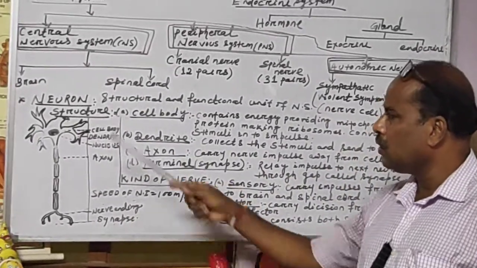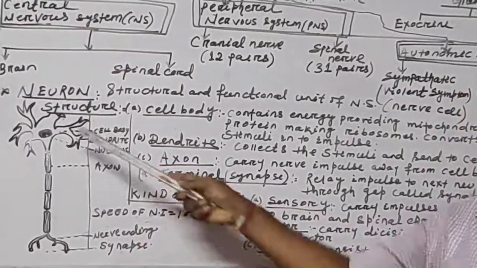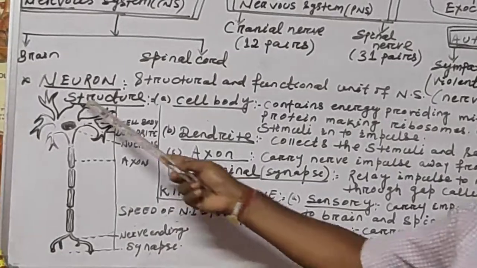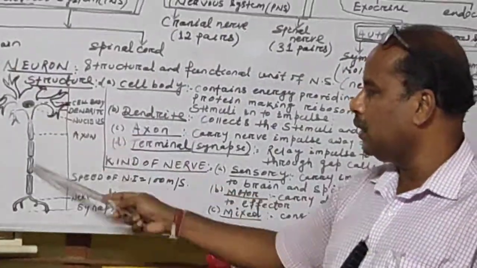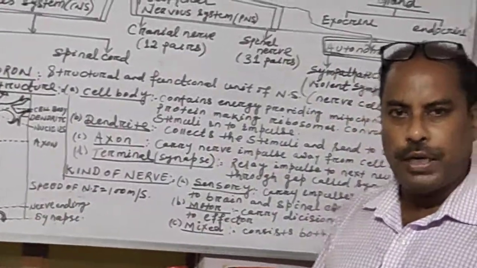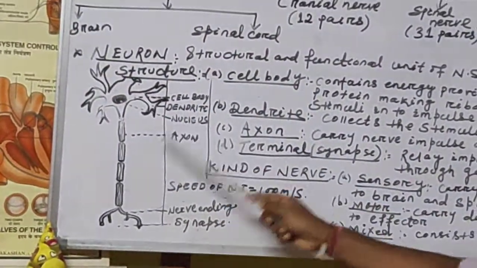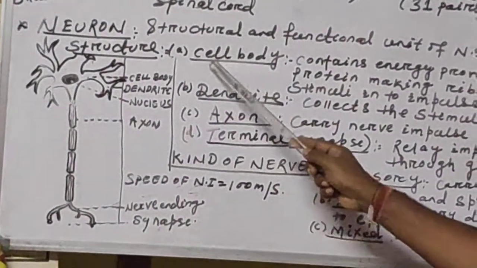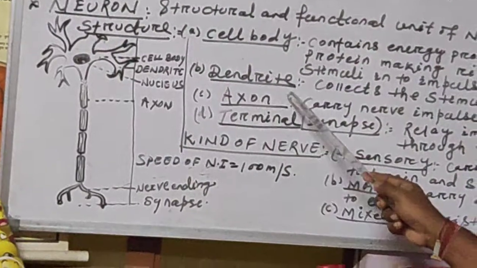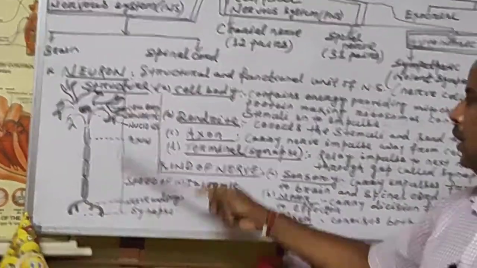Now let us see the structure of the neuron. So the neuron structure is like that. It is very small, but the electron microscope design is like that. So this is the magnified structure of the neuron in our body. It is divided into four parts. One is the cell body, then dendrite, then axon, then terminal. So there are four parts generally in a neuron.